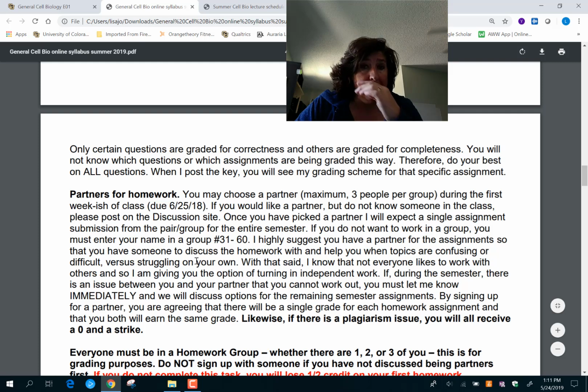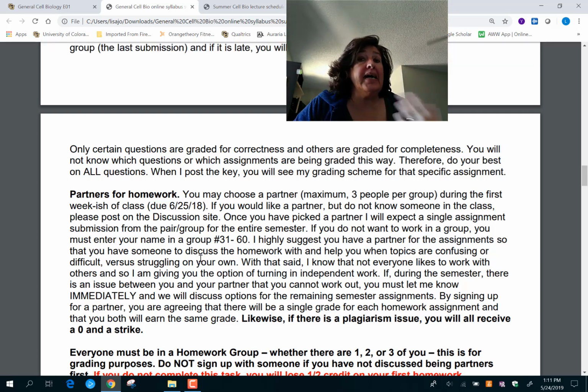Partners for homework: you can work in a maximum group of 3. I highly suggest you work with at least someone else. It helps to have someone to talk to while figuring out these answers. I've tried to write the homework in a higher-level format so that you're putting together concepts. Concepts from the homework will also be on unit exams, so be prepared for that.